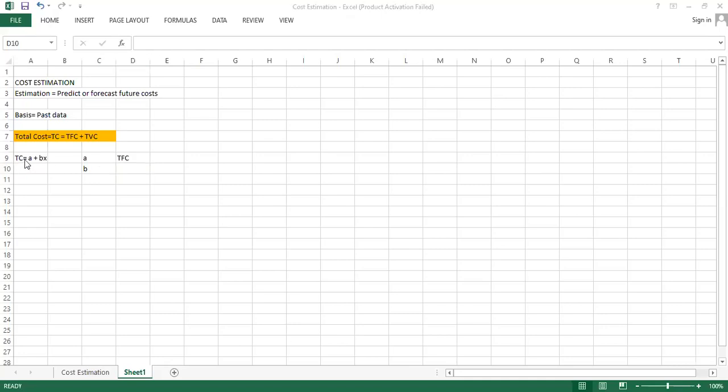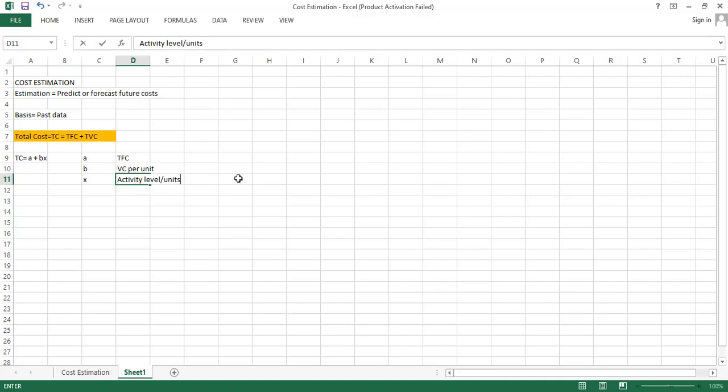So in the total cost equation, A plus BX, the value of A is defined as the total fixed cost, and then B is defined as the variable cost per unit. The value of X is what we call the activity level, same as what in simple words we can call the number of units.